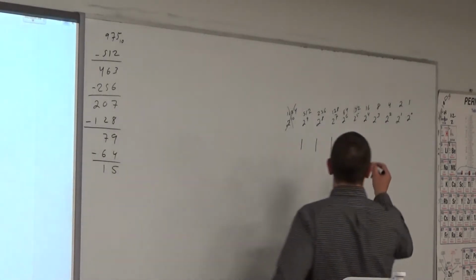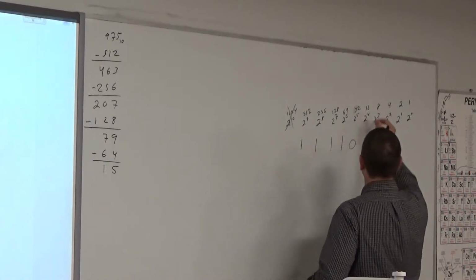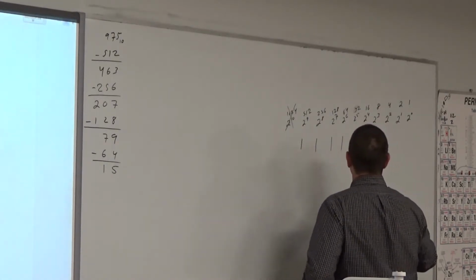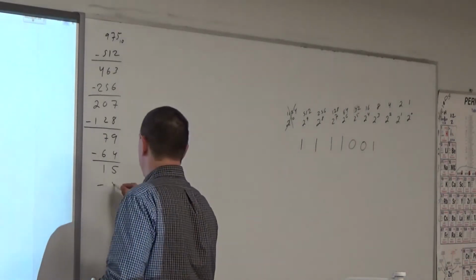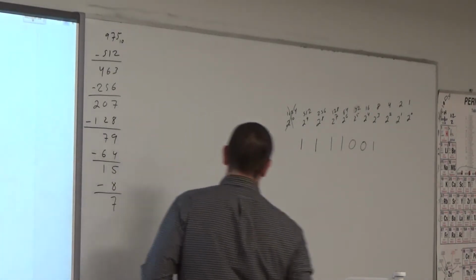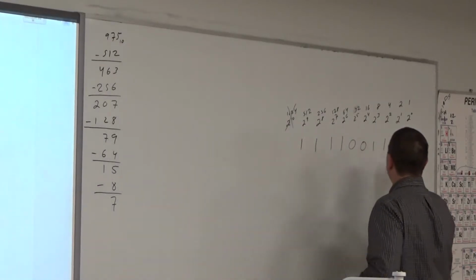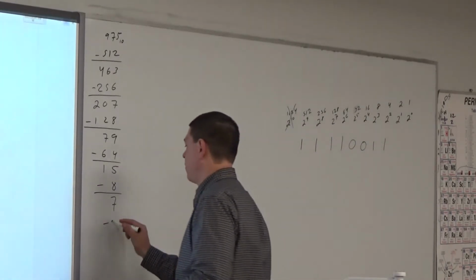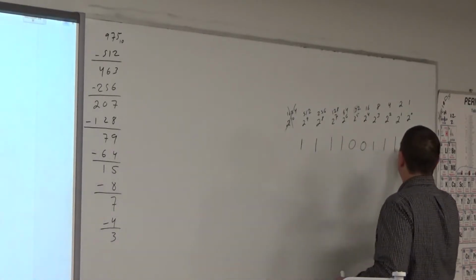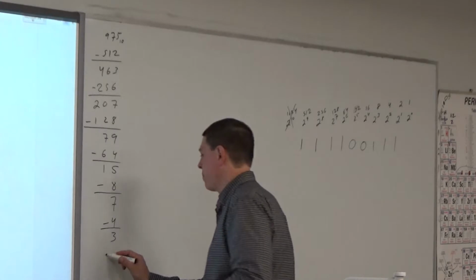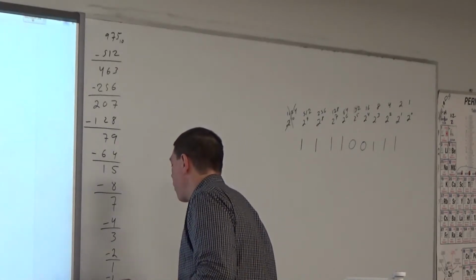So I'm going to put a 0 under here, because I can't take it away. I'm going to put a 0 under the 16. And then I know I can take 8 away from 15. That leaves me with 7. I know I can take 4 away from 7, which is 3. I know I can take 2 away from 3. And I know I can take 1 away from 1.